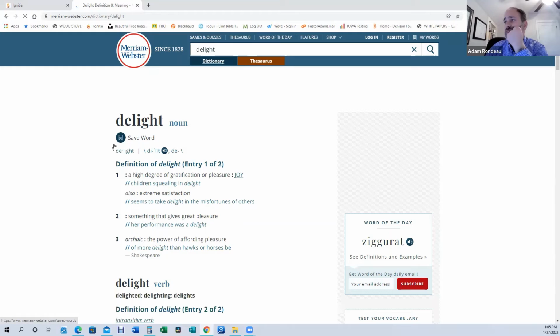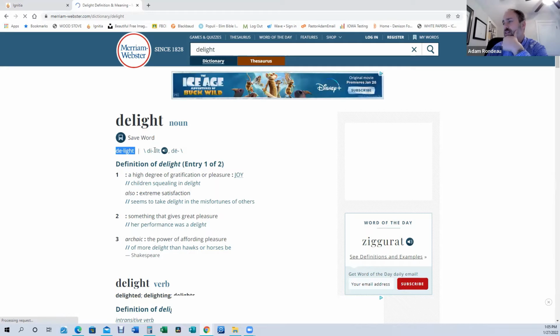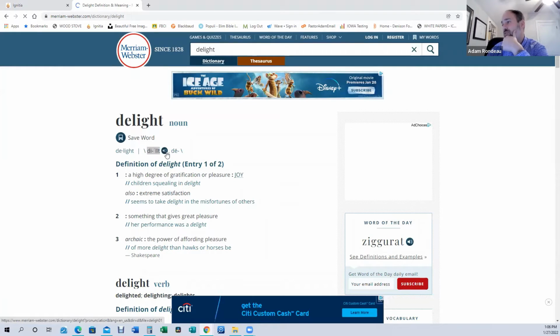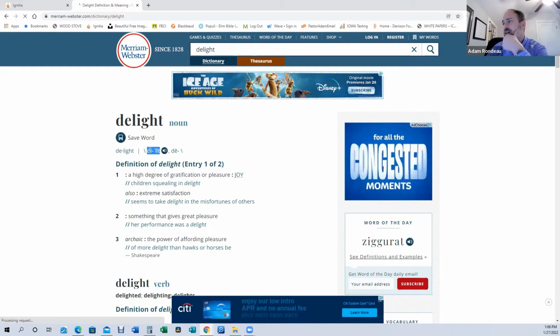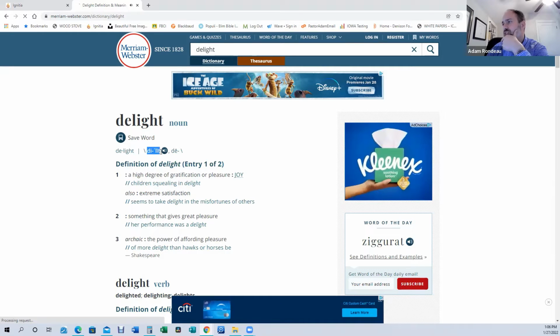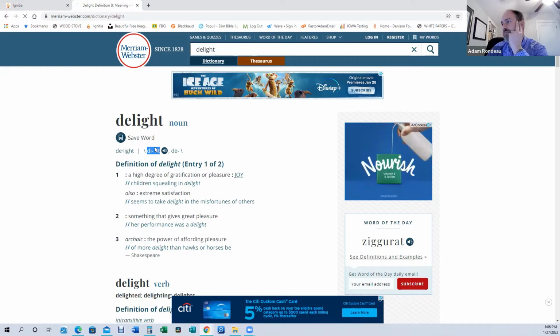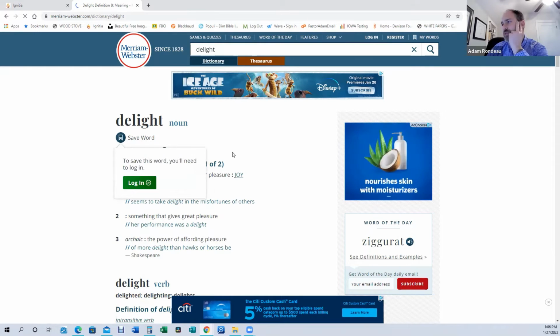Now, two things are useful here. One is that it actually breaks the word apart into syllables for you: de-light. Then it gives you what is called a pronunciation guide. It also tells you how to pronounce it. You can click the button and hear it pronounced. But in this particular case, we want to notice the pronunciation guide, and where the accent mark is. Notice there are two syllables here.